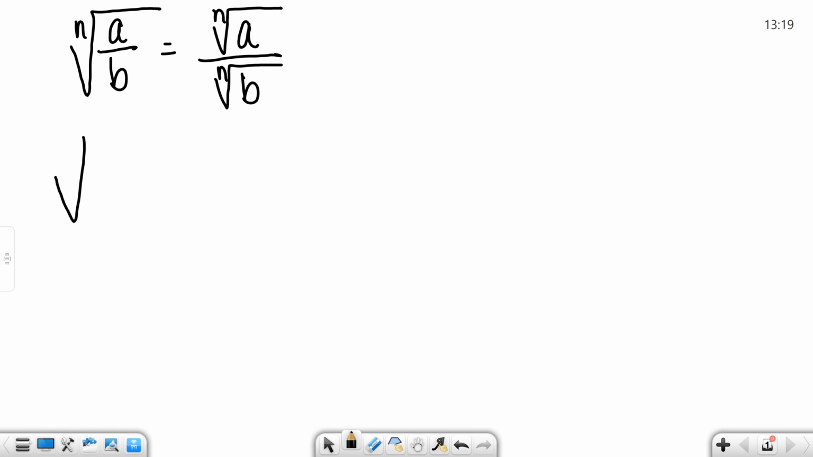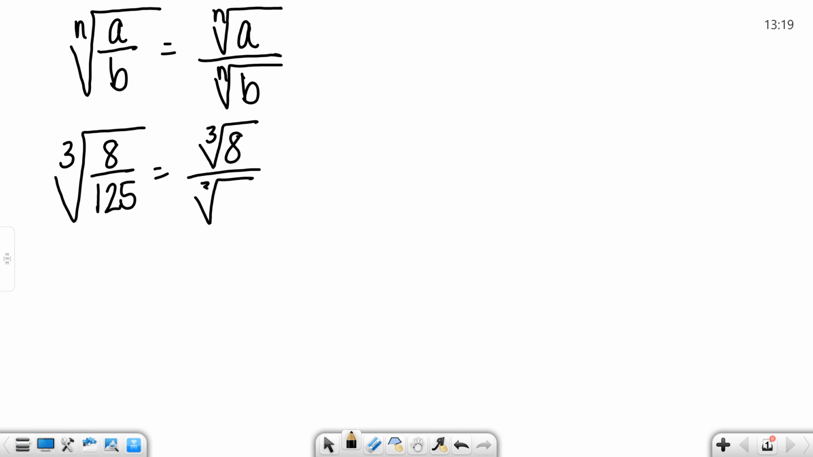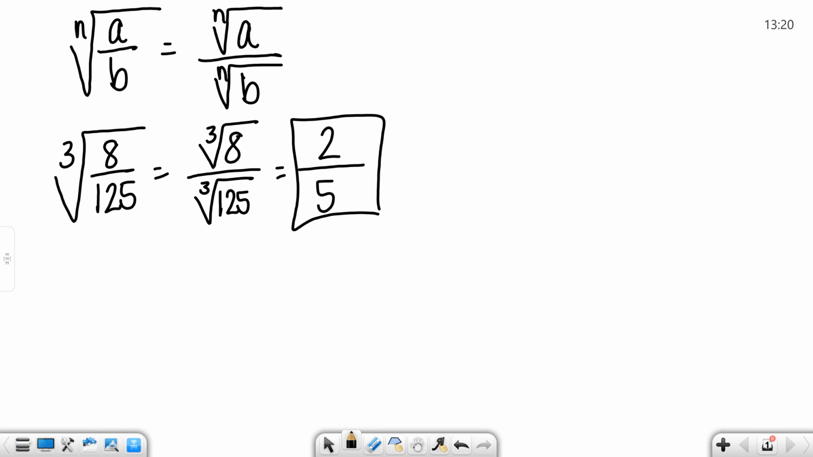All right, so if I have the cube root of 8 over 125, then that means the cube root of 8 over the cube root of 125. Well, you can do both of those. Cube root of 8 is 2. Cube root of 125 is 5. So my answer would be 2/5.